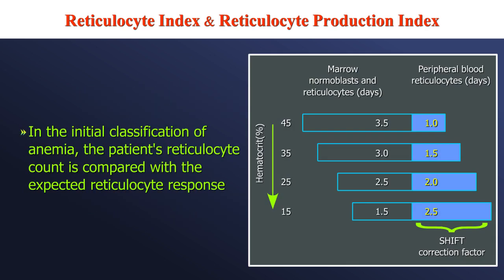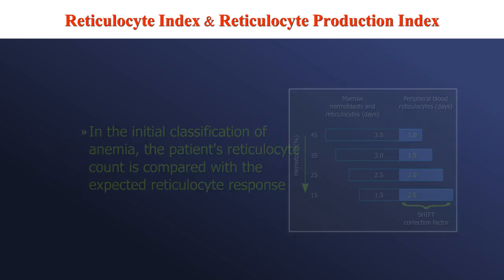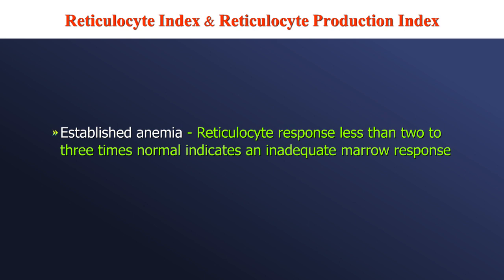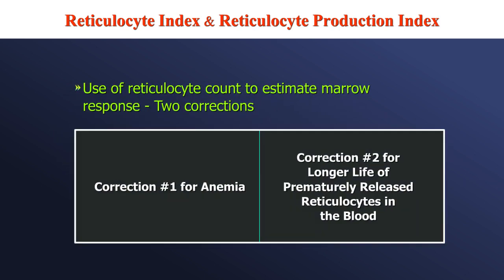In the initial classification of anemia, the patient's reticulocyte count is compared with the expected reticulocyte response. In general, if the erythropoietin and erythroid marrow responses to moderate anemia are intact, the red cell production rate increases to 2 to 3 times normal within 10 days following the onset of anemia. In the face of established anemia, a reticulocyte response less than 2 to 3 times normal indicates an inadequate marrow response. In order to use the reticulocyte count to estimate marrow response, two corrections are necessary.